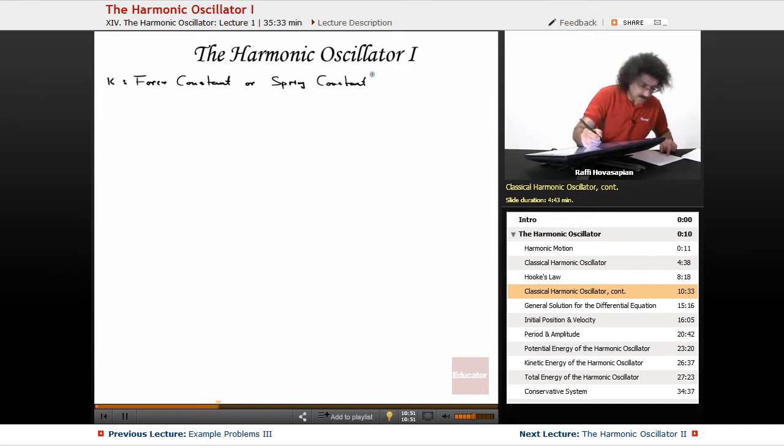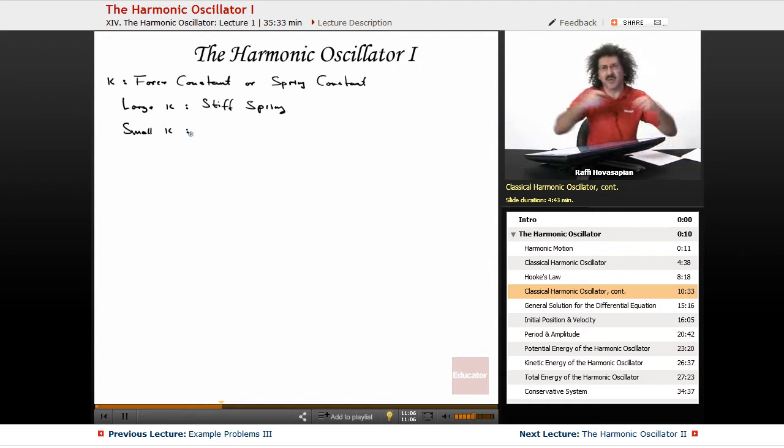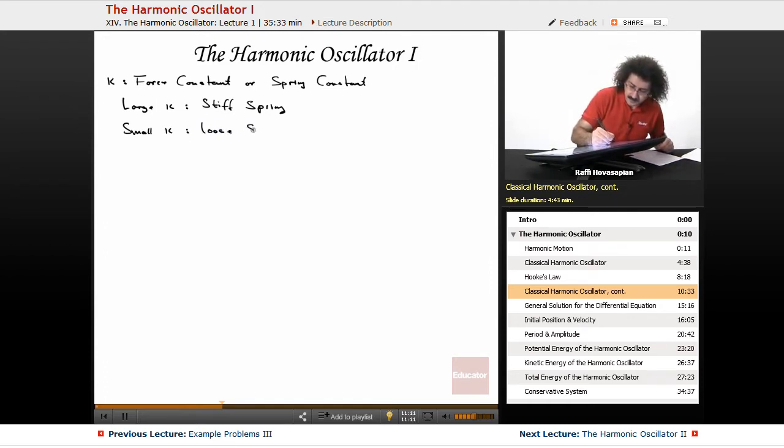Okay, now a large k means you have a very stiff spring. And a small k means you have a very loose spring, very, very easy to push and pull. That's it. Okay, so we have F equals minus k times (s minus s0).